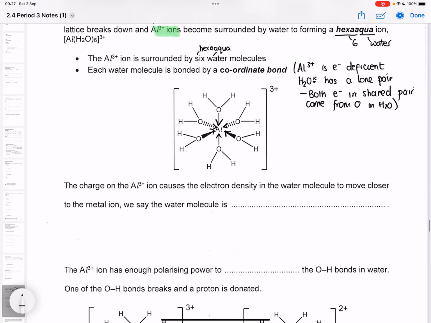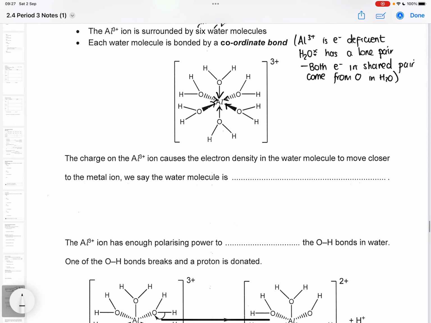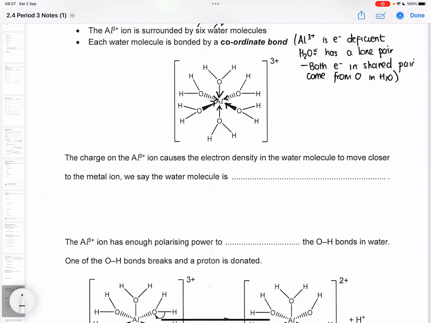electron deficient. Now, it's this complex that allows it to be acidic, because remembering that the definition of an acid is a proton donor, why is this acidic? Well, it's these water molecules that are going to donate the proton. The aluminium 3+ ion is small for how many shells it's got, because it's 3+, so its ionic radius is smaller than the other Na+ and Mg2+ in the same period. So it's small and highly charged, and so it's going to cause the electron density in the water molecules to move closer to the metal ion.